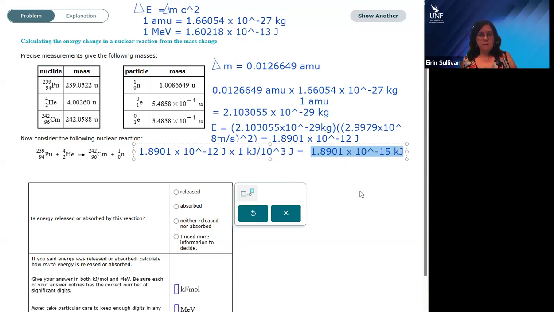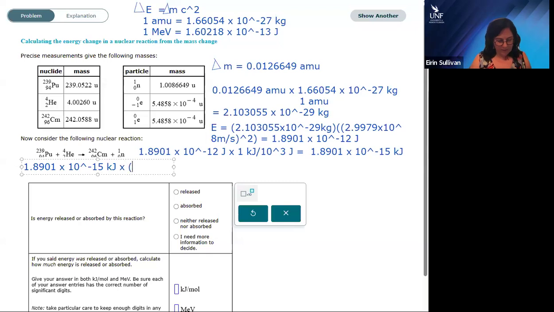So in terms of kilojoules, that is going to be 10 to the minus 15 kilojoules, cheating a bit there. Okay, so now we've got our energy in kilojoules and we want kilojoules per mole. So what do we do, dear reader? We're going to multiply by the Avogadro constant, right? So times 6.022 times 10 to the power of 23 per mole. See what we did there? That is going to give us kilojoules per mole. So that is going to be 1.138 times 10 to the power of 9 kilojoules per mole.